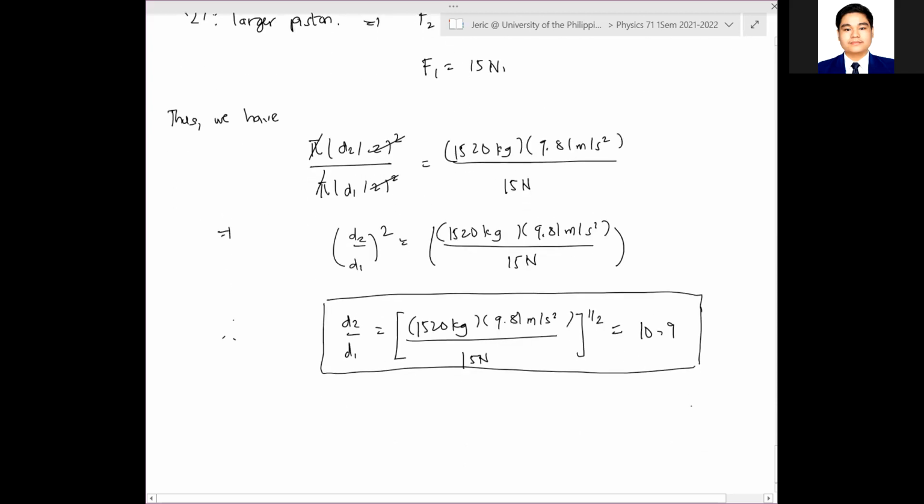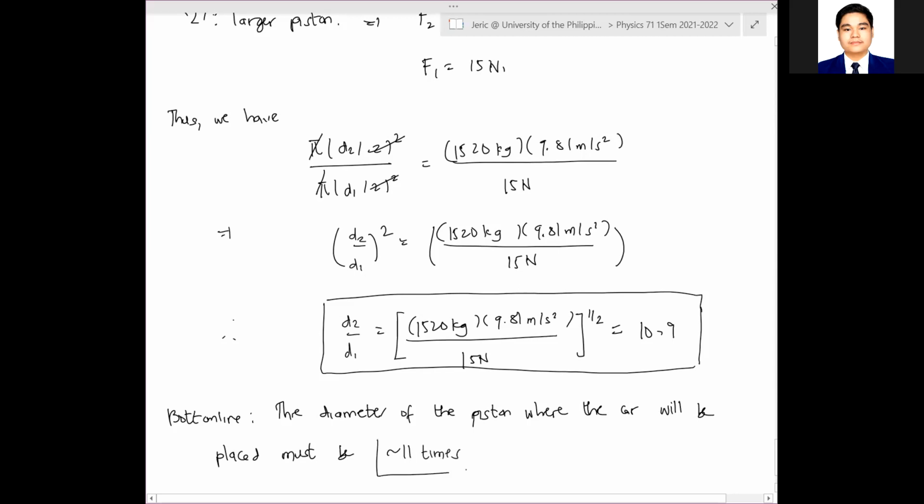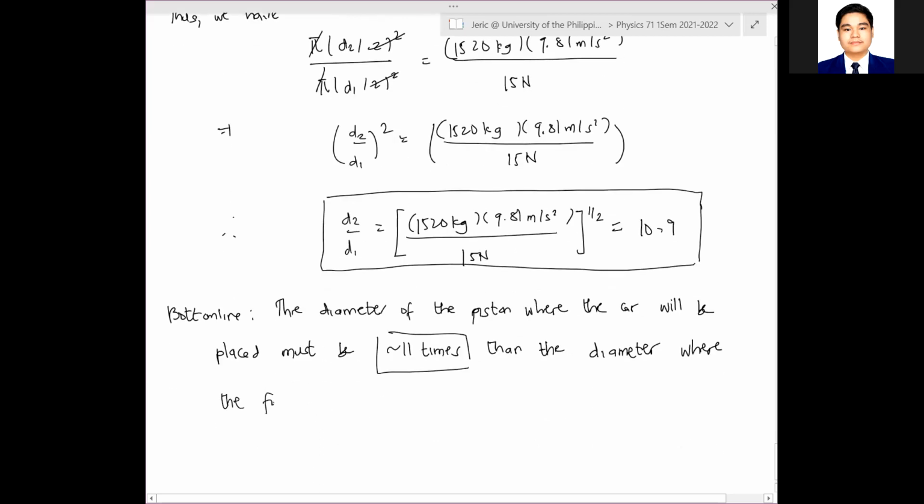Questions. So in conclusion, the bottom line here is the diameter of the piston where the car will be placed must be at least 11 times the diameter where the force will be applied. Okay, questions? May tanong ba? So yun, it's about 11 times.